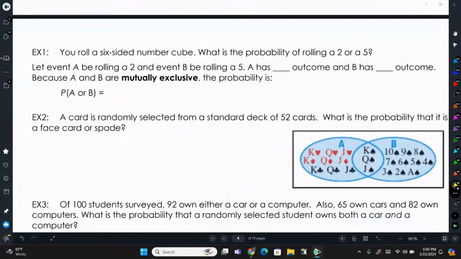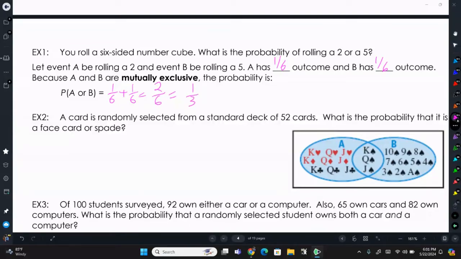So on the next page, you roll a 6-sided number cube. What is the probability of rolling a 2 or a 5? Well, we can't roll a 2 or a 5 at the exact same time, so they are mutually exclusive. So let A be the event rolling a 2 and B be the event rolling a 5. A has a 1 out of 6 outcome and B has a 1 out of 6 outcome. So the probability of both of them happening is 1 over 6 plus 1 over 6, or 2 over 6, which is equal to 1/3.